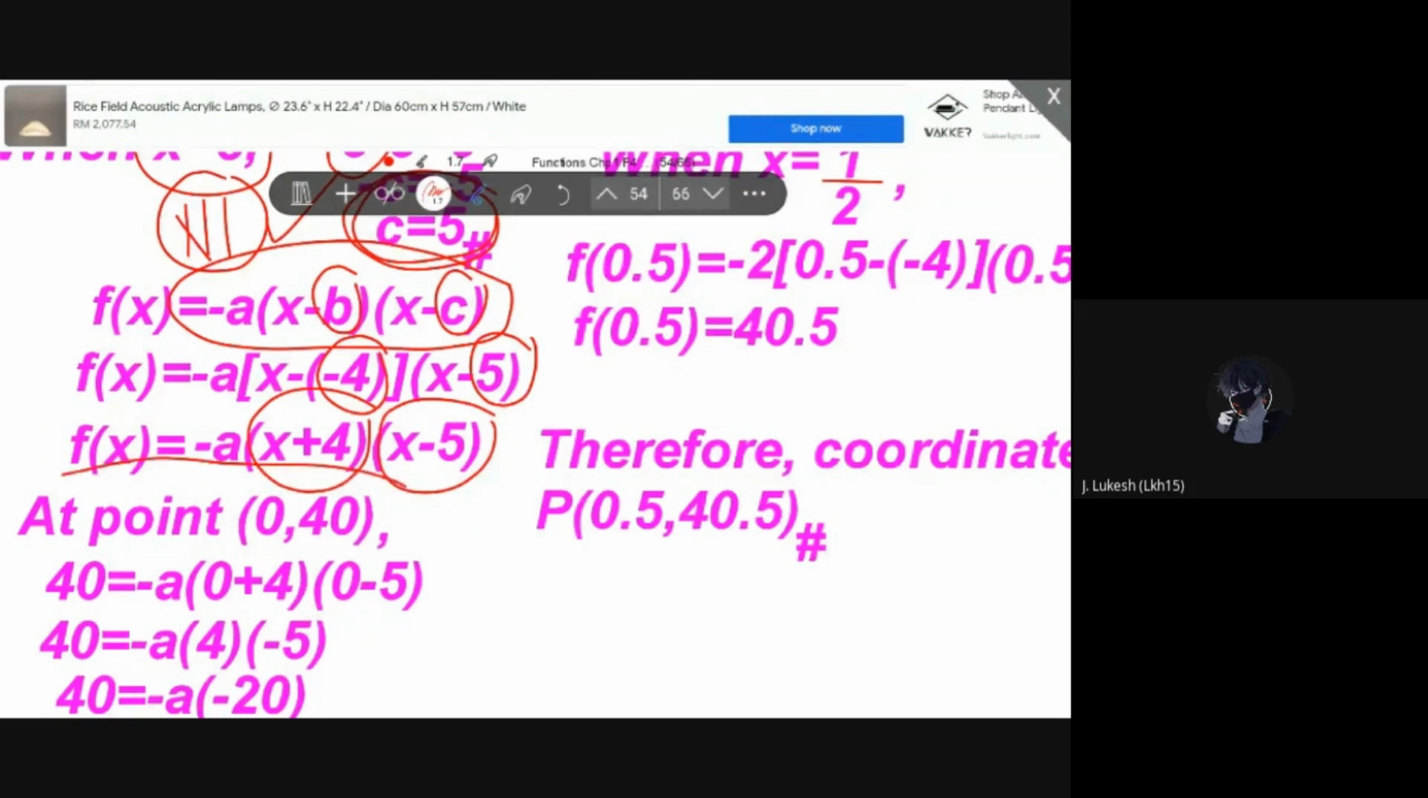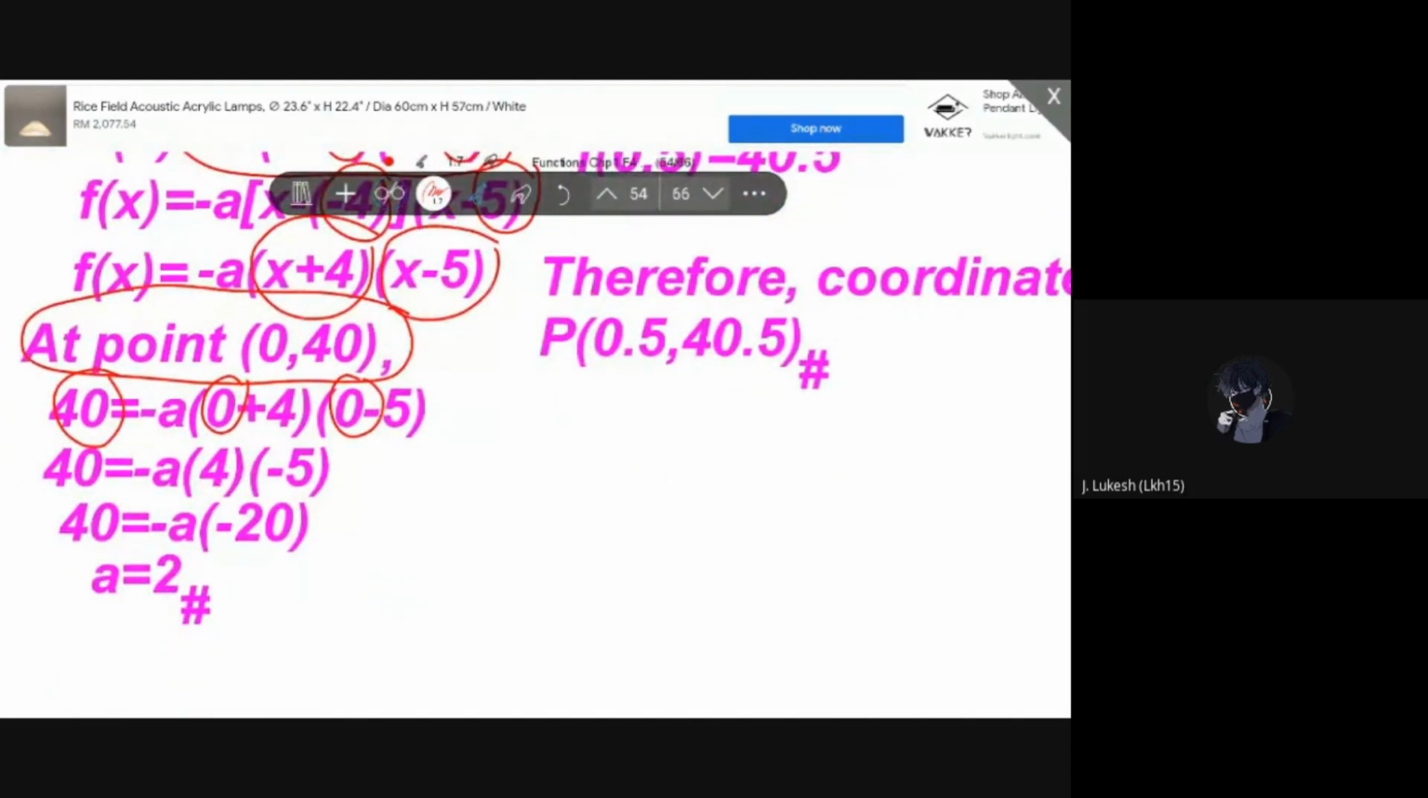So, as Vishal said, jangan lupa coordinate ni. Don't forget this coordinate. 0, 40. You can sub inside. So, kamu boleh gantikan kosong kan nilai X dan 40 kat sini. So, you will get final answer, A equals 2. Be careful dengan simbol negatif dan positif. So, bila kamu selesaikan, boleh dapat A sama dengan 2. So, boleh faham? For those that ask how to get A value. Sekarang boleh faham tak? Boleh dah.